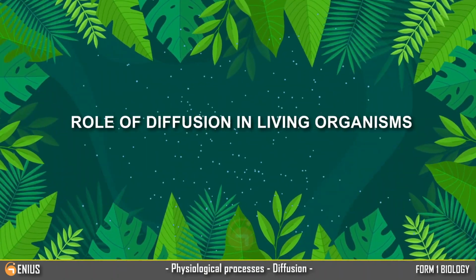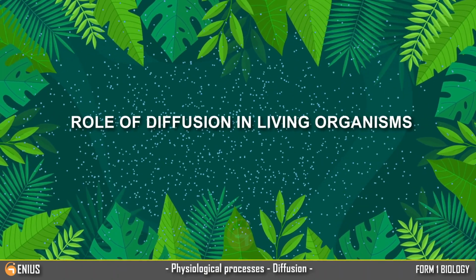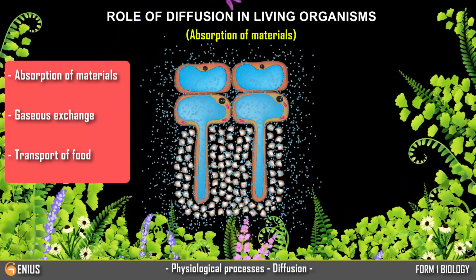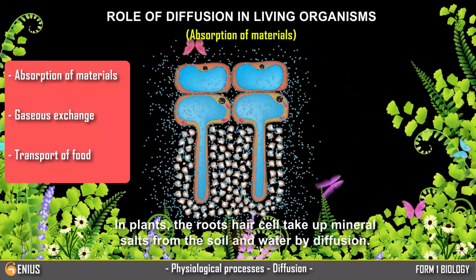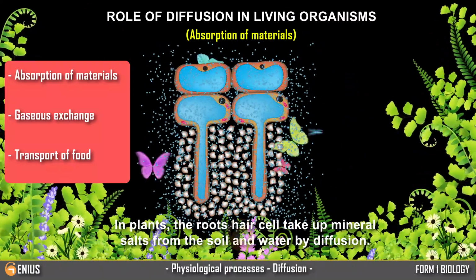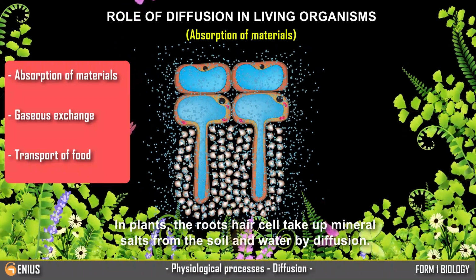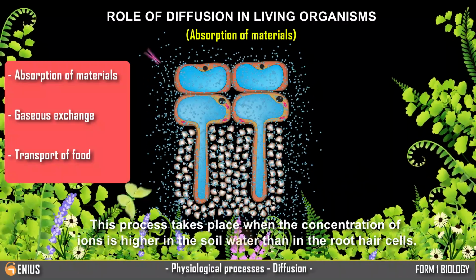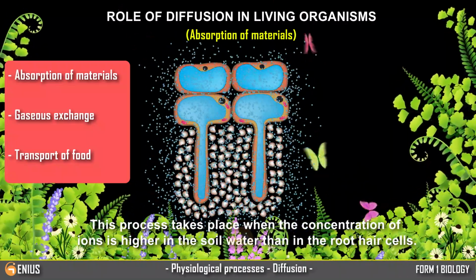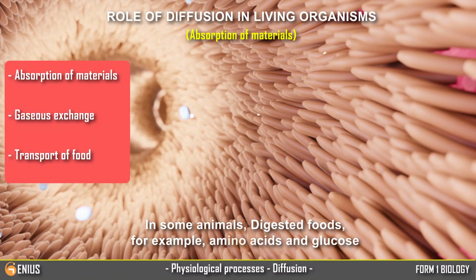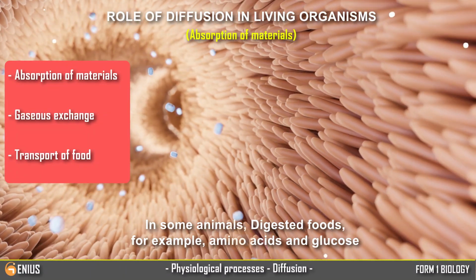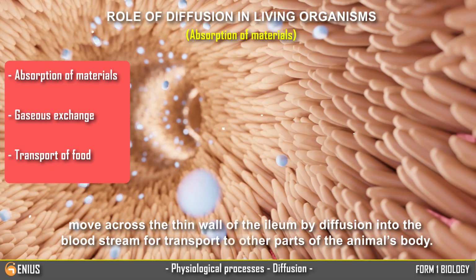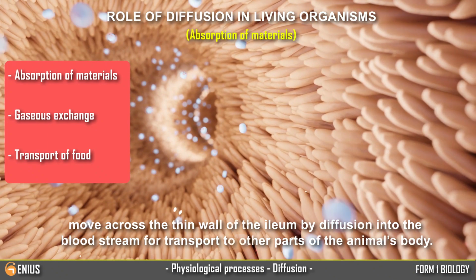Role of diffusion in living organisms. Absorption of materials. In plants, the root hair cells take up mineral salts from the soil and water by diffusion. This process takes place when the concentration of ions is higher in the soil water than in the root hair cells. In some animals, digested foods, for example, amino acids and glucose, move across the thin wall of the ileum by diffusion into the bloodstream for transport to other parts of the animal's body.